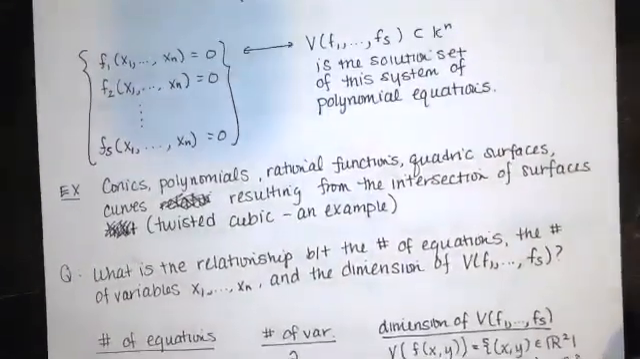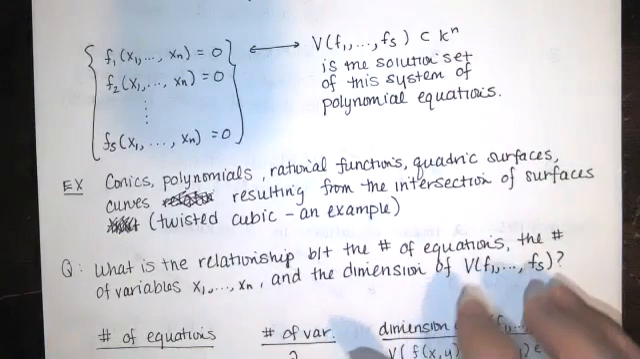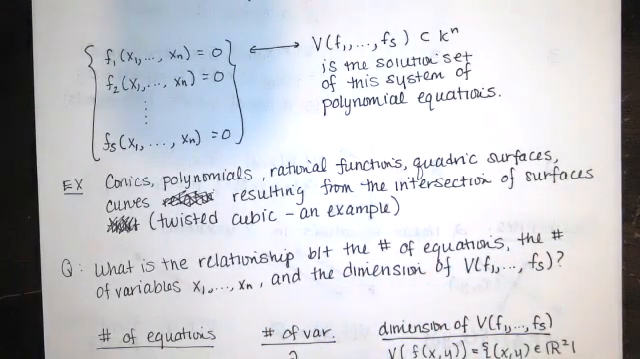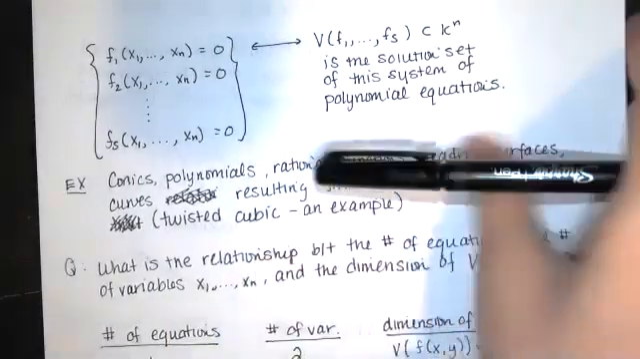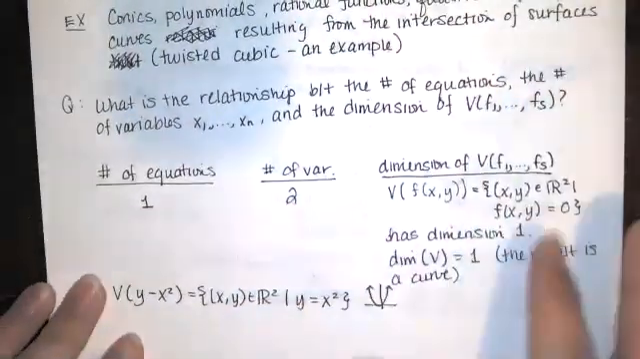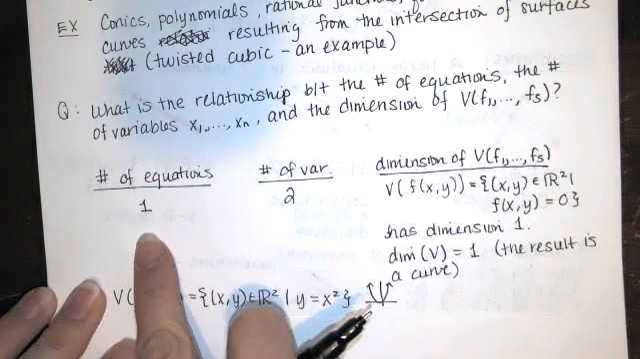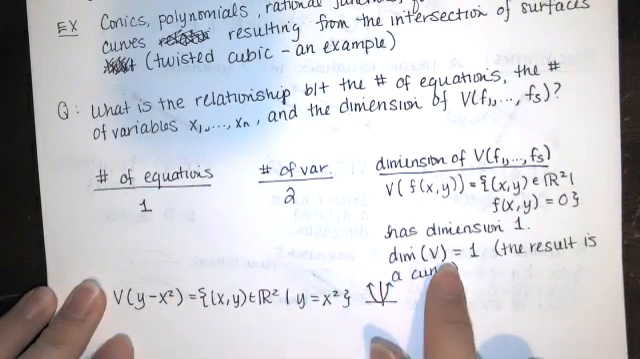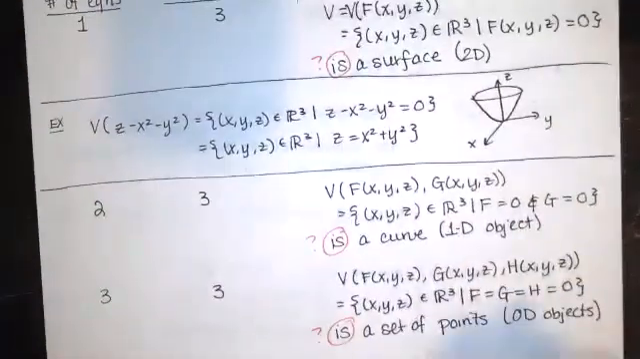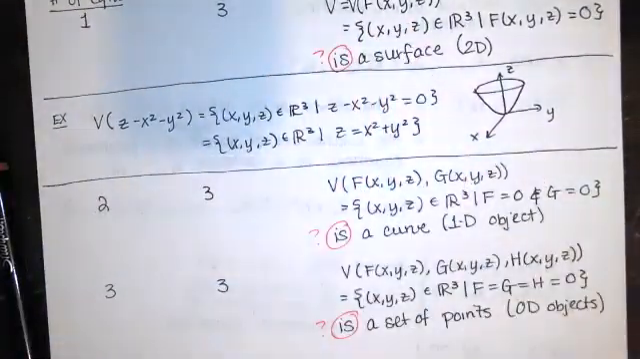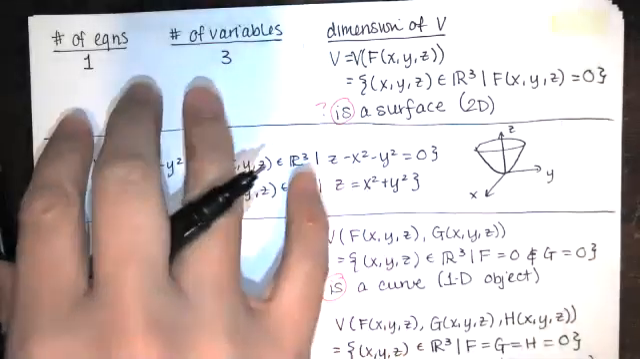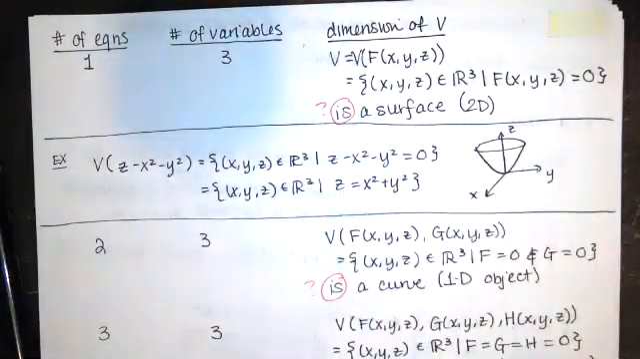So when we ask ourselves, what's the relationship between the number of equations, the number of variables, and the dimension of V, it's not simple, but there's something about this pattern. If I have 1 equation and 2 variables, the dimension is 1 less than that. And if there's 1 equation and 3 variables, the dimension is 1 less than that. If I have 1 equation and n variables, I would expect the dimension to be n minus 1.